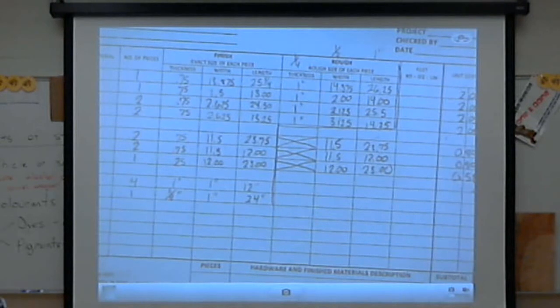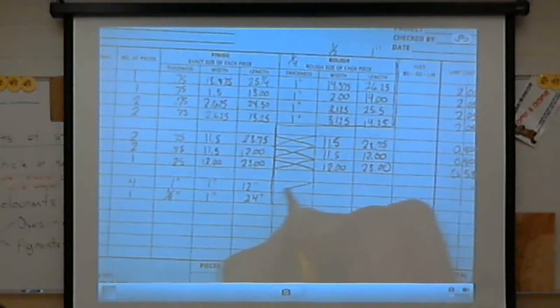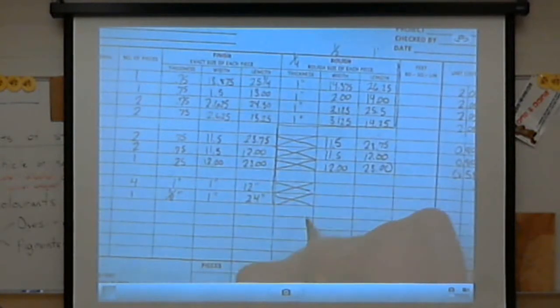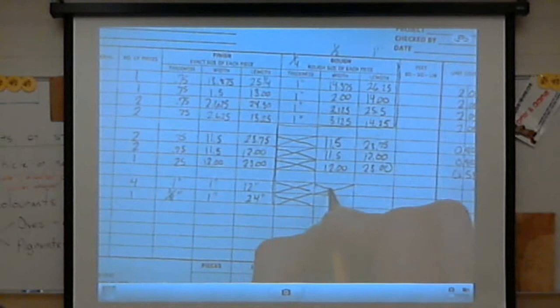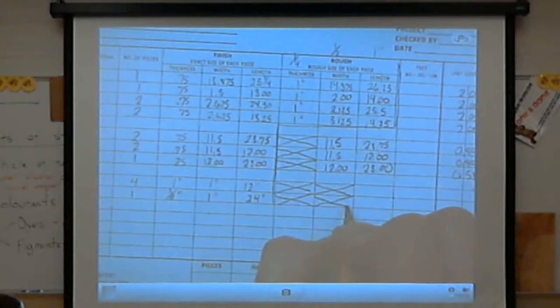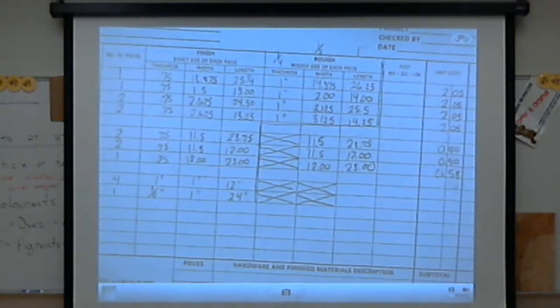Length, right? Linear feet. Okay, so we haven't necessarily talked a lot about trim. That's what we'll be talking about next. But for right now, what I want you guys to do is, we don't have to deal with thickness. We don't have to deal with width. The only thing that we deal with for trim is our length, right?